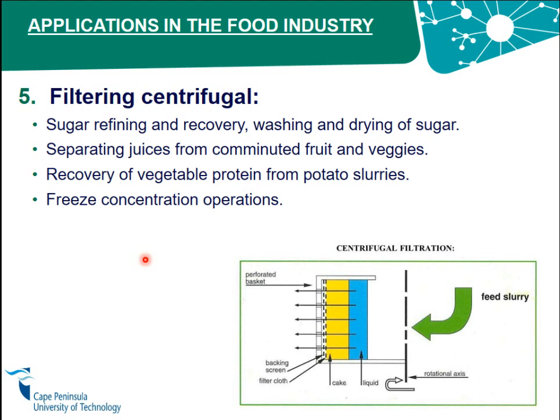So, centrifugal filtration. This is basically where your feed or your slurry comes in here. Then this is your liquid material. Then there's a cake that is formed, and there's a filter cloth here at the wall, and then this is your filtrate that you are looking for.